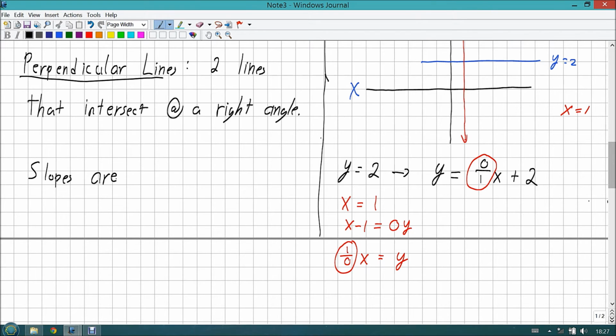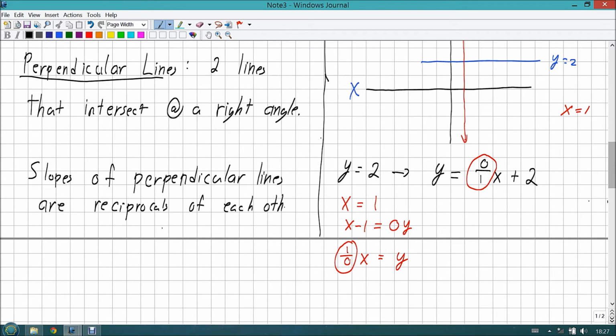So one aspect of perpendicular lines is that, let's do this a little more formally, slopes of perpendicular lines are reciprocals of each other. This is something that will always be true. And we've got beautiful evidence right here with the two easiest to understand, easiest to graph lines that are perpendicular, the x-axis and the y-axis. And we added a few things to it, but there's still the x-axis and the y-axis, just shifted over a little bit.